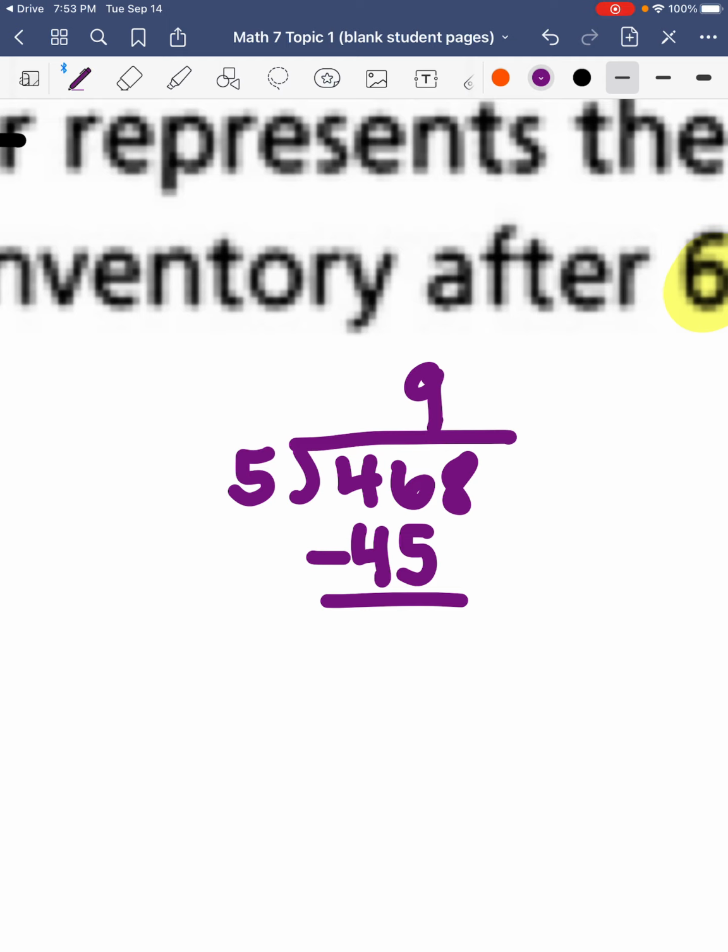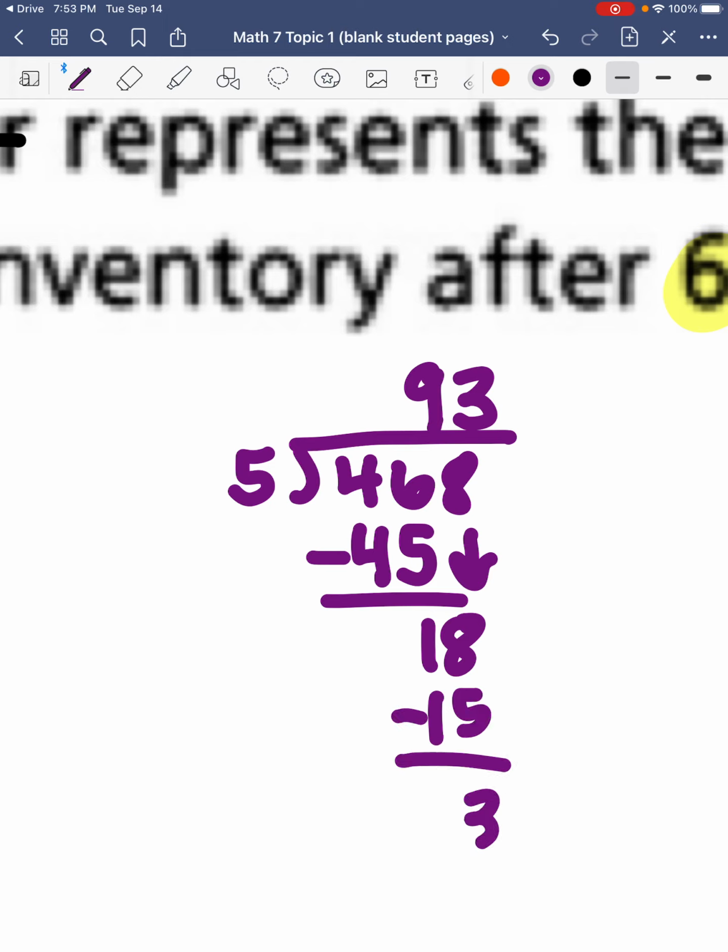46 minus 45 is 1. I'm going to bring down this 8. How many times does 5 go into 18? 5 goes into 18 3 times. 3 times 5 is 15, and we're left with 3.